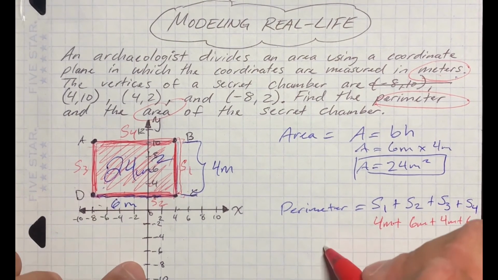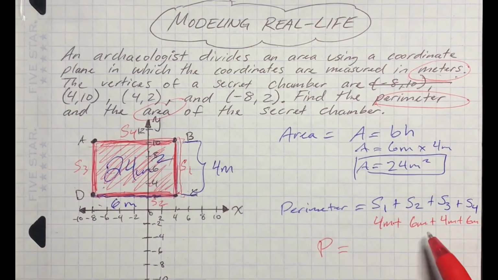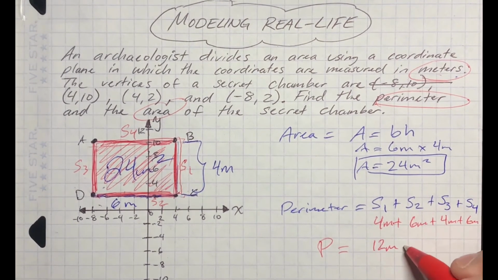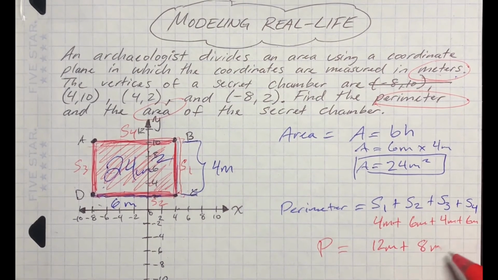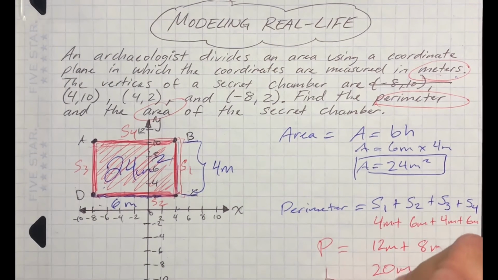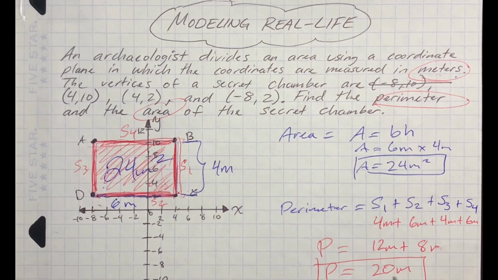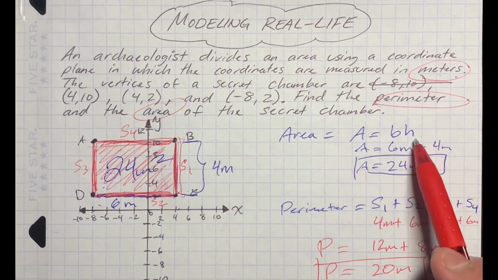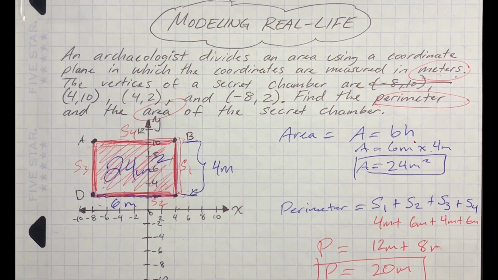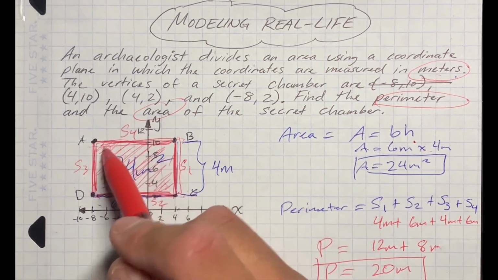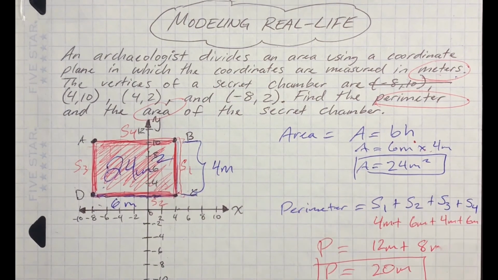All right, to find the perimeter, P equals 6 plus 6 equals 12 meters, plus 4 plus 4 equals 8 meters. Okay, now 12 plus 8 equals 20. So the perimeter equals 20 meters around that whole rectangle. Now notice I didn't square it. I didn't square it because I'm adding. I only square when I multiply. All right, so there you guys go. The perimeter equals 20 meters around the whole rectangle, and the area, the space inside, is an area of 24 meters squared.